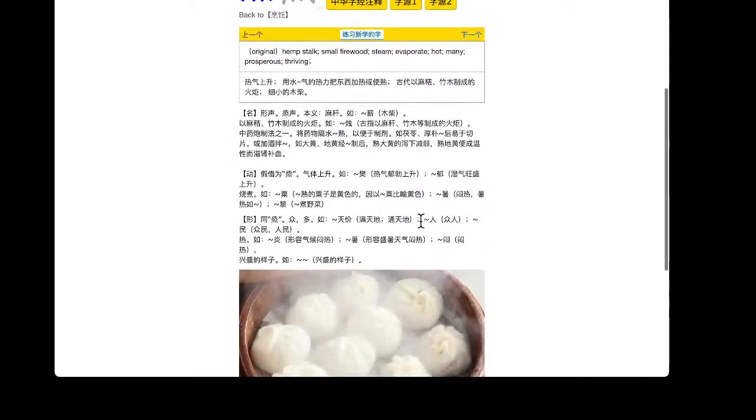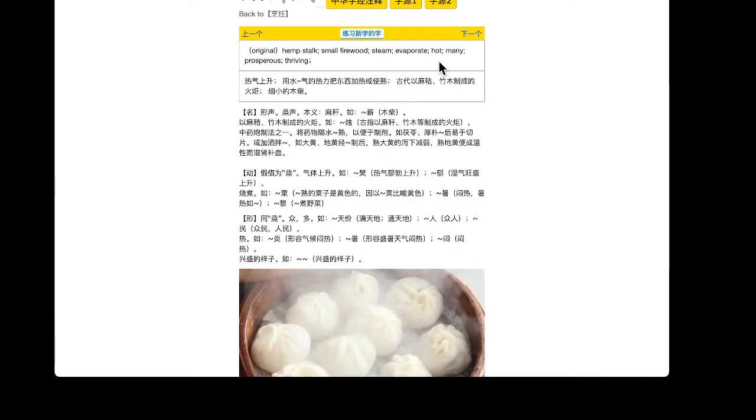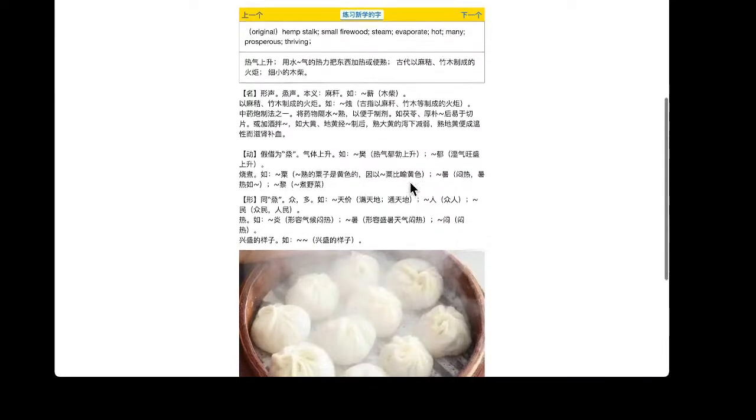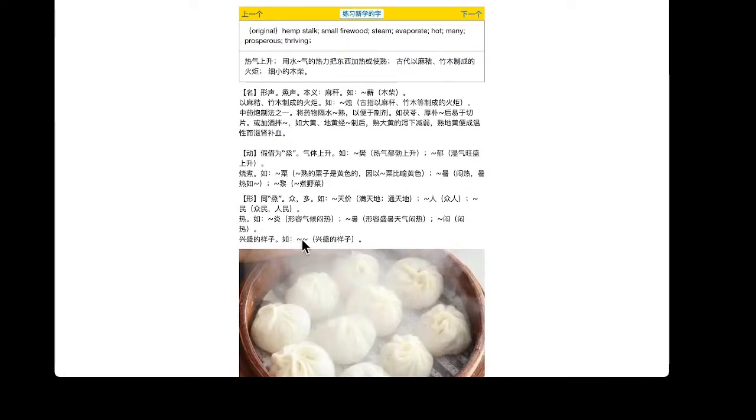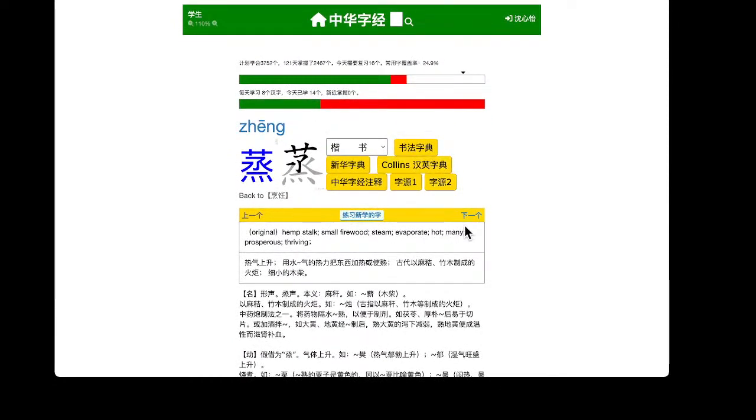you need to remember two. One is steam. Okay, that's the most common use of this character, steam. And the second quite often meaning of this character is prosperous. Okay, prosperous and thriving, like 蒸蒸日上. That's an idiom. That's also quite common. Okay, 蒸 means many, means prosperous, means exciting. Okay, so this is 蒸.